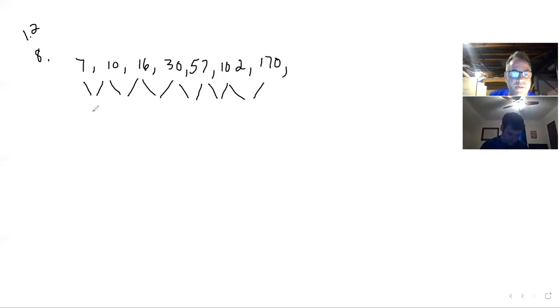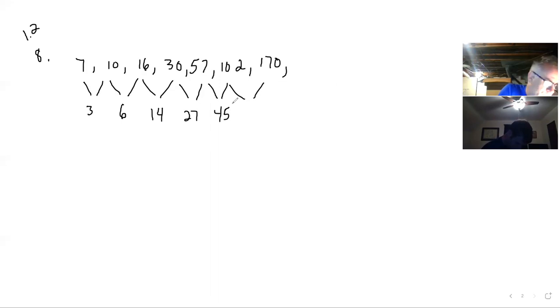10 minus 7 is 3. 16 minus 10 is 6. 30 minus 16 would be what? 14. 57 minus 30 would be 27. 102 minus 57 is 45. And 170 minus 102 is 68.